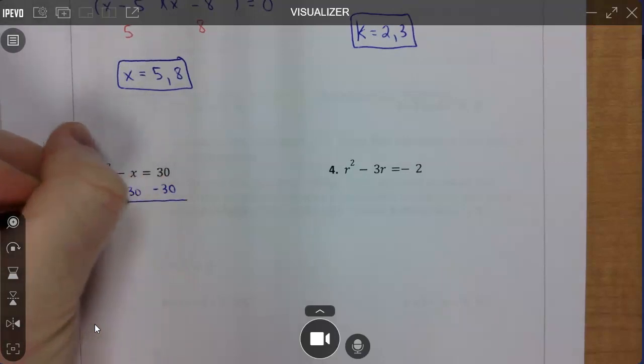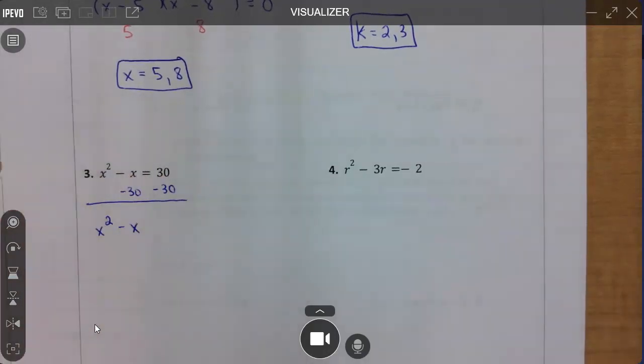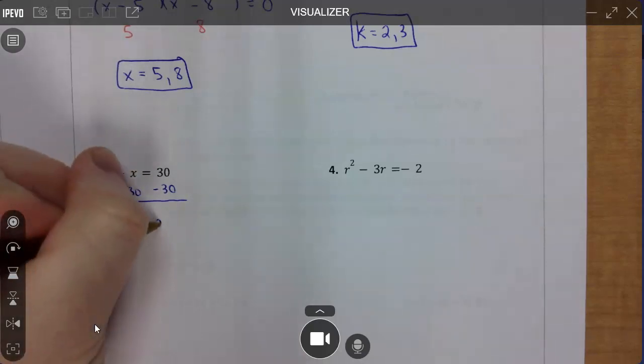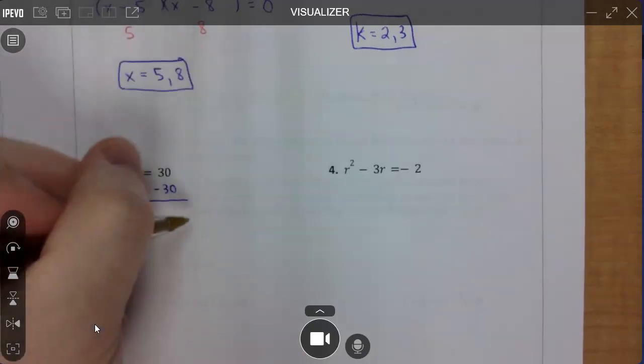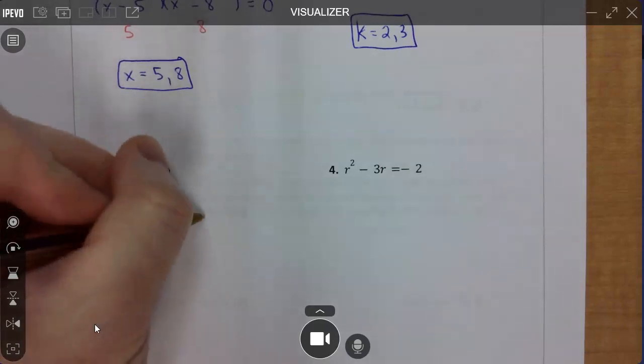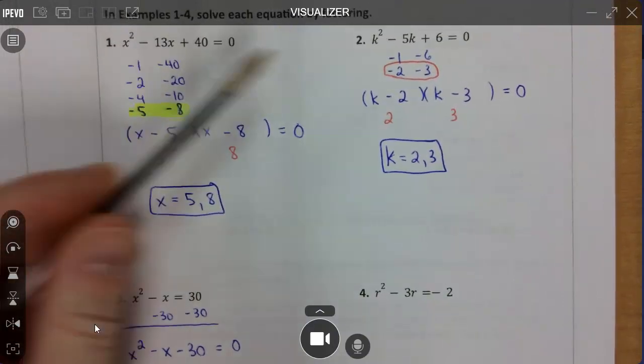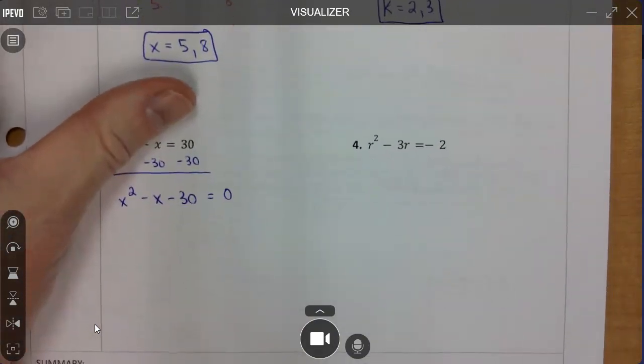So remember, what we do to one side, we do to the other. The x squared stays the same. The minus x stays the same. Well, now we also have a -30. On the other side, these two 30s add together and create our 0. So now we're at the same step we were up here with these two. So let's follow what we already learned.